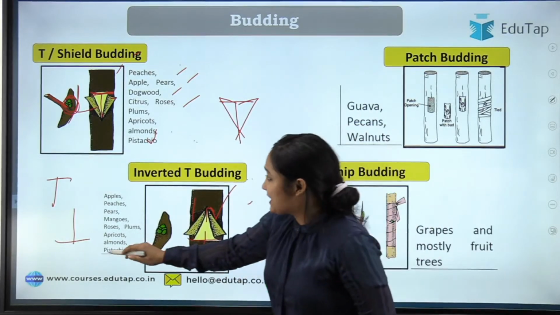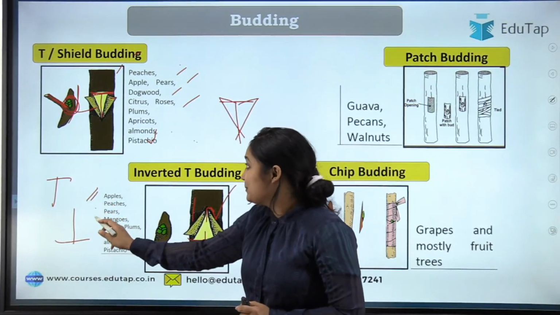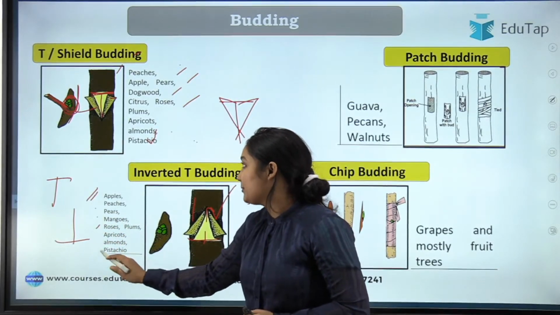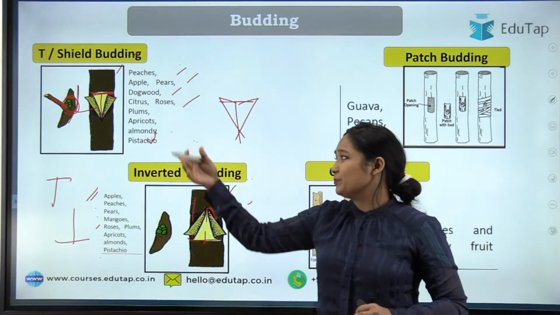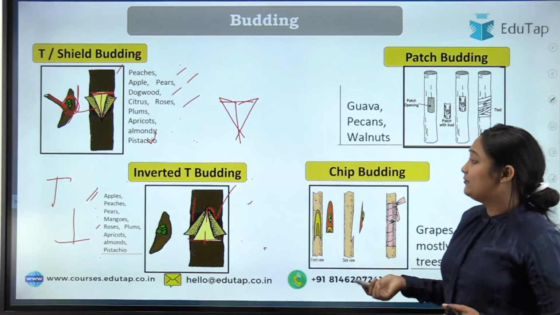Quite easy. Examples are very important for your exam, that you will have to memorize: apple, peaches, pear, mangoes, clove, apricot, roses, plum, pistachio. Because among these two, we are just inverting the direction. So the plant that can take T shield budding will also be able to take inverted T budding.